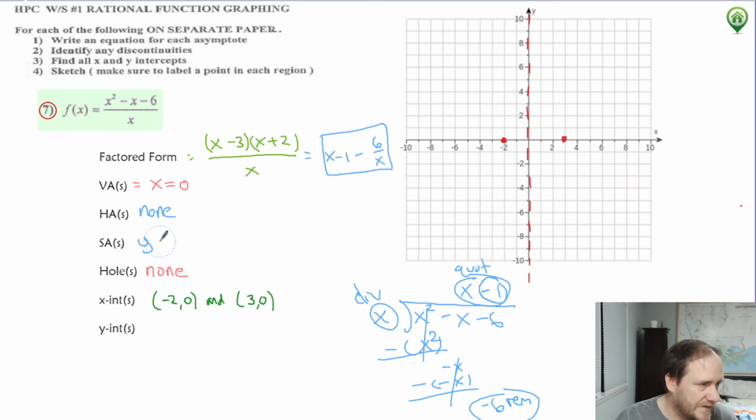That tells us our slant asymptote is x minus 1, which we could now graph, because we'd go down to negative 1, and we would just show a slope of 1. So rise 1, run 1.